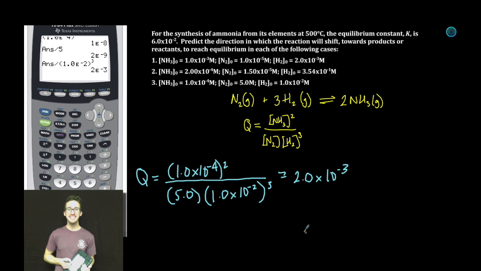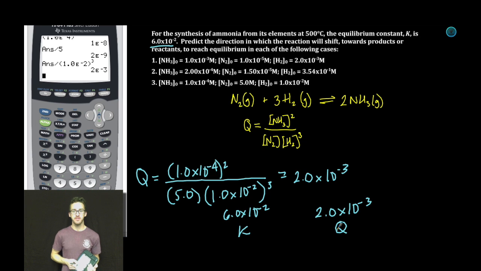Let's compare K to Q. My equilibrium constant is 6.0 times 10 to the minus 2. That's my K value. My Q value, 2.0 times 10 to the minus 3. It's my Q, my reaction quotient. Compare alphabetically. Always put the K first, then the Q. In this case, K is greater than Q.